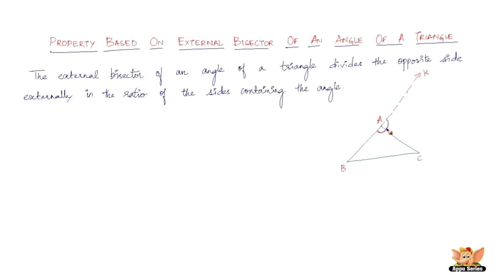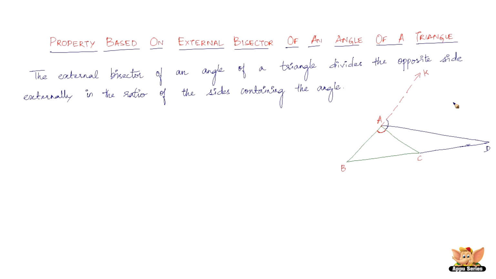Now this exterior angle is going to be bisected. That's what it says: the external bisector of an angle of a triangle. If this is going to be bisected, it's going to be something like this. Angle CAK is bisected, and let's name this point D. So angle CAK is bisected by the line AD. So this is the external bisector.